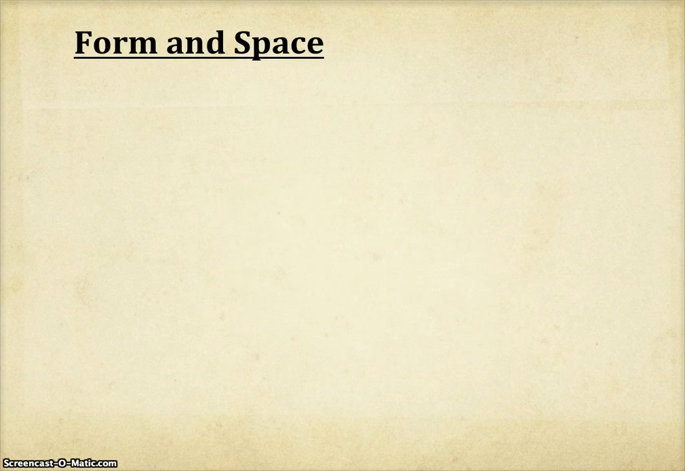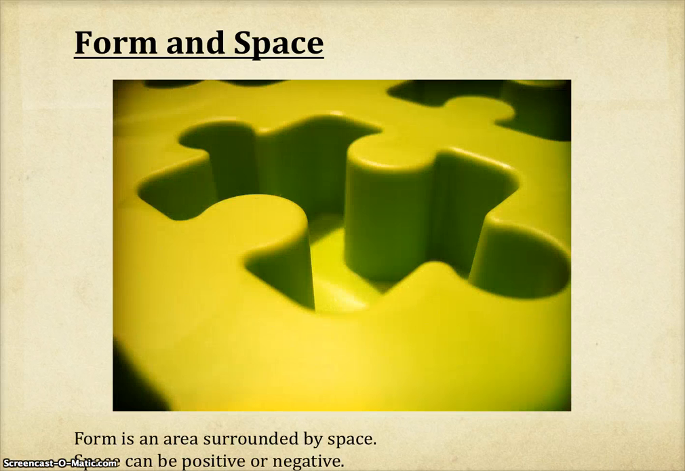The second element is form and space. Form is a shape, and in order to be a shape, it has to be contained in space. In the image, the puzzle piece depression is creating what's called negative space, meaning that it creates the shape of a puzzle piece, but it's empty.